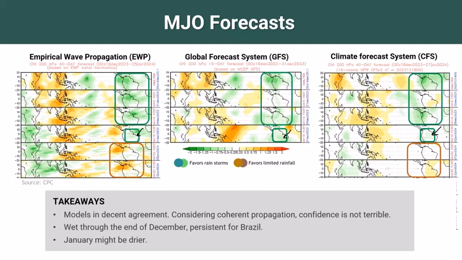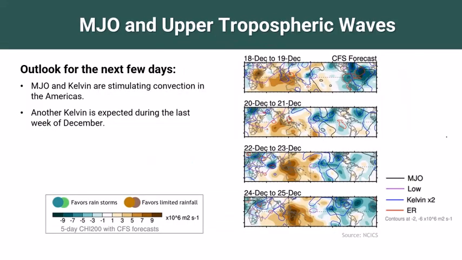Now, moving into the upper tropospheric waves, we have two Kelvin waves. So right now we have a salad of factors enhancing rainfall over the region, ¿no?